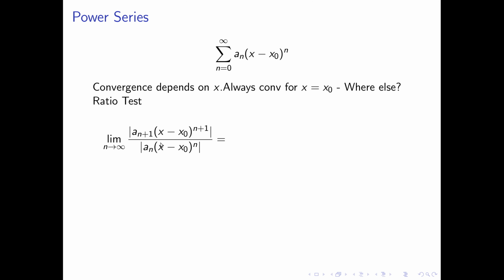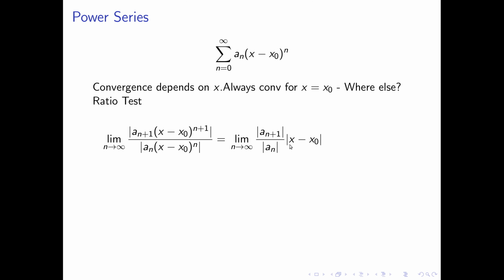Good. Okay, so once you have these absolute value bars, you can bring the absolute values in here. The absolute value of a product is the product of the absolute values. And so you can simplify this quite a bit. We can bring in the a sub n plus 1 over a sub n, and then the absolute value of x minus x naught to the n plus 1 divided by the absolute value of x minus x naught to the n is just going to give you the absolute value of x minus x naught. Good, so you're always going to have this kind of a limit when you're dealing with a power series, right?